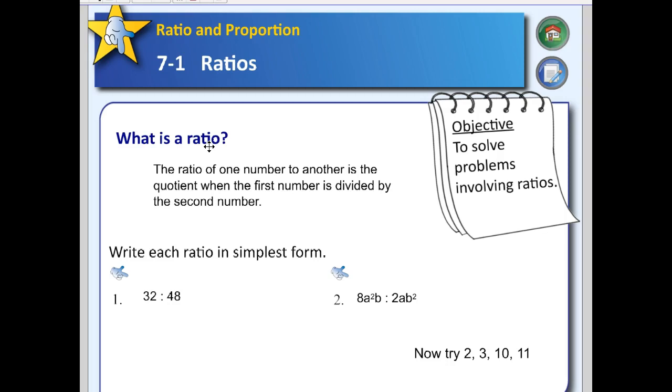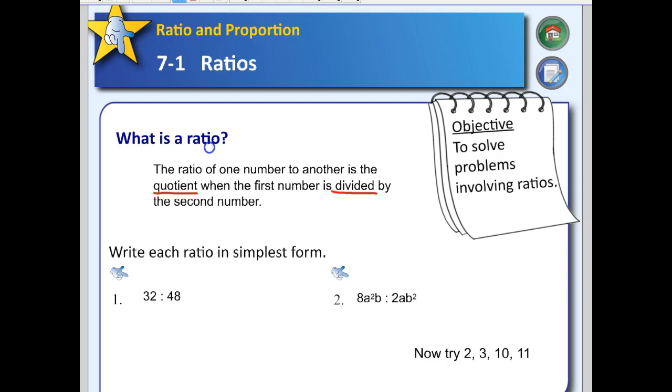idea of a ratio. Now, if you notice, I gave you the definition on your note sheet. A ratio of one number to another is the quotient when the first number is divided by the second number. Now, again, we're talking about quotient. We're talking about division. And now that we're in algebra, how do we write division? That's right, we're going to write it as a fraction.